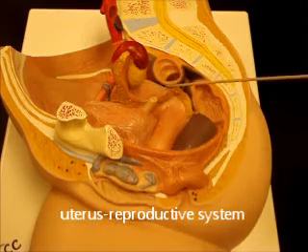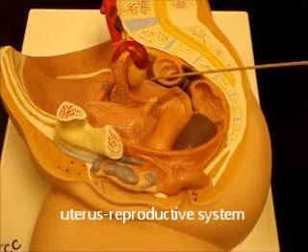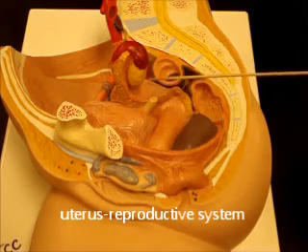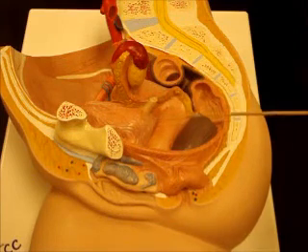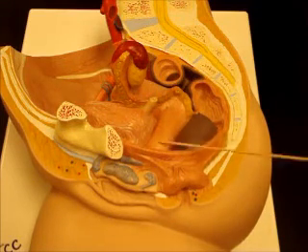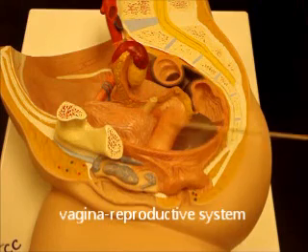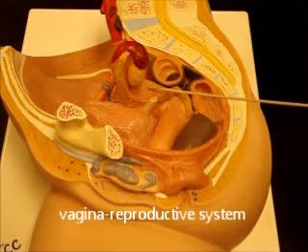And this organ right here is the uterus. So it's on top of the bladder. Remember when women are pregnant, the baby is in the uterus and presses on the bladder. That's why they have to pee all the time. This right here is the vagina, the vaginal canal leading up into the uterus.